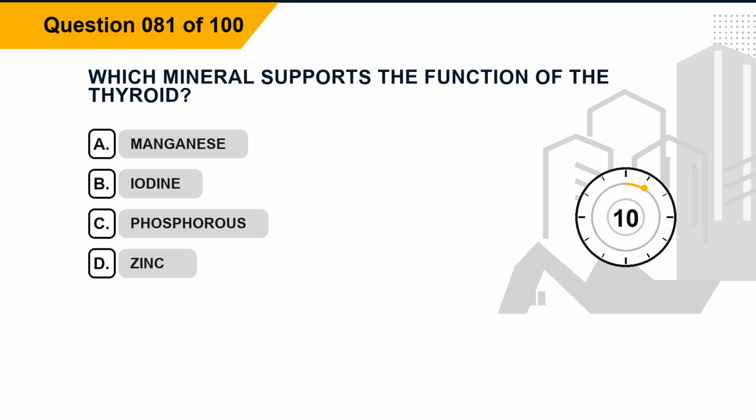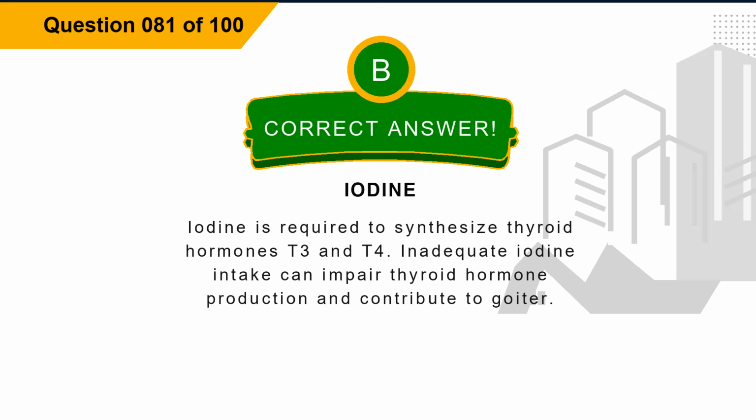Question 81. Which mineral supports the function of the thyroid? Option A, manganese. Option B, iodine. Option C, phosphorus. Option D, zinc. The correct answer is option B, iodine. Explanation. Iodine is required to synthesize thyroid hormones T3 and T4. Inadequate iodine intake can impair thyroid hormone production and contribute to goiter.